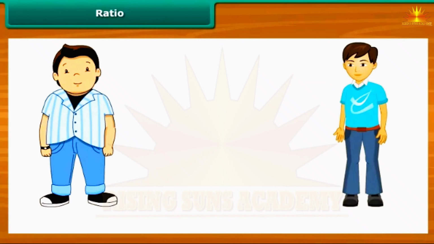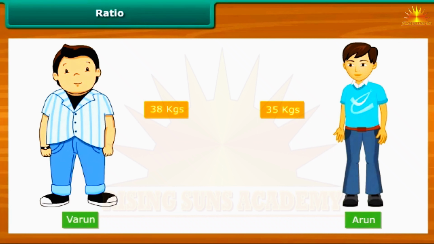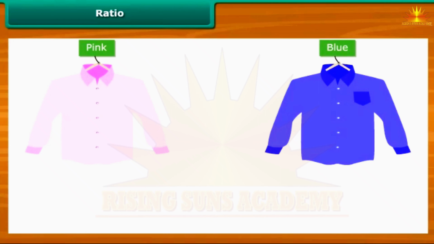Ratio. We usually compare quantities and values by calculating their difference. For example, suppose the weights of 2 friends, Varun and Arun, are 38 kgs and 35 kgs respectively. We say that Varun is heavier than Arun by 38 minus 35, that is 3 kgs. Similarly, suppose Ritu buys 2 shirts, one pink and the other blue, costing rupees 350 and rupees 250 respectively. We say that the pink shirt is costlier than the blue one by rupees 100.